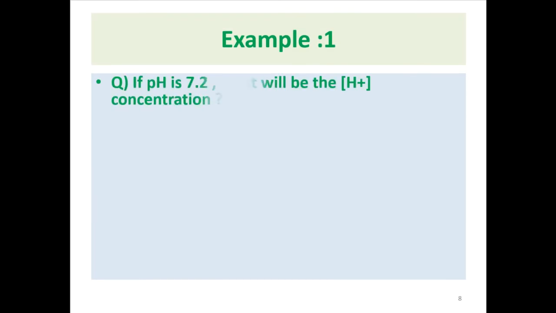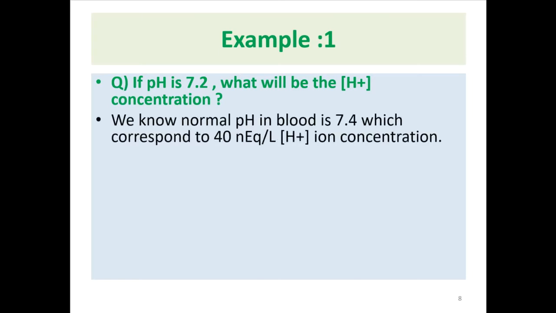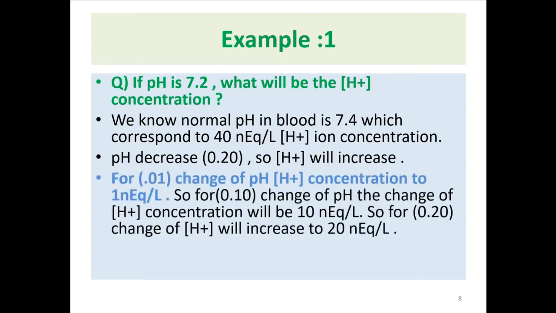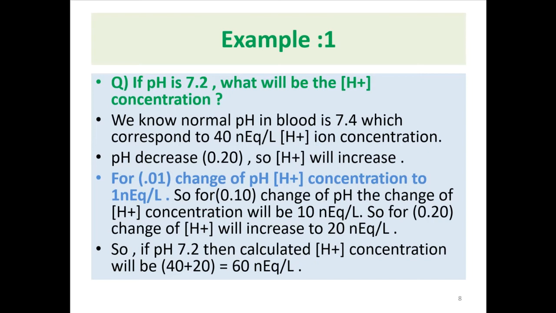Example 1. If pH is 7.2, what will be the H+ concentration? We know normal pH in blood is 7.4, which corresponds to 40 nEq/L H+ ion concentration. pH decreased by 0.20, so H+ will increase. For 0.01 change of pH, H+ concentration changes by 1 nEq/L, so for 0.10 change of pH the change of H+ concentration will be 10 nEq/L, and for 0.20, H+ will increase by 20 nEq/L. So if pH is 7.2, the calculated H+ concentration will be 40 plus 20 equals 60 nEq/L.